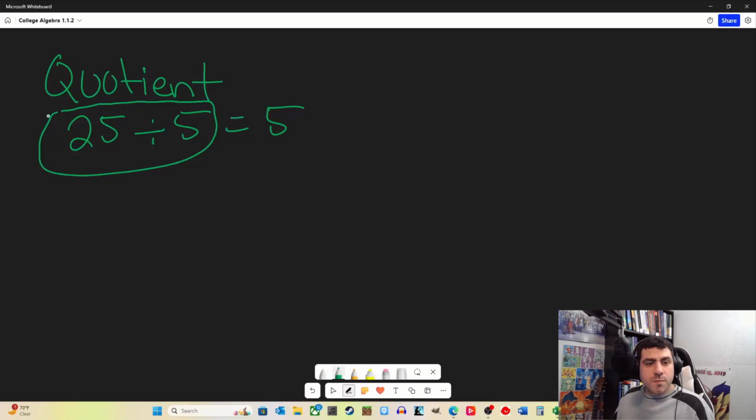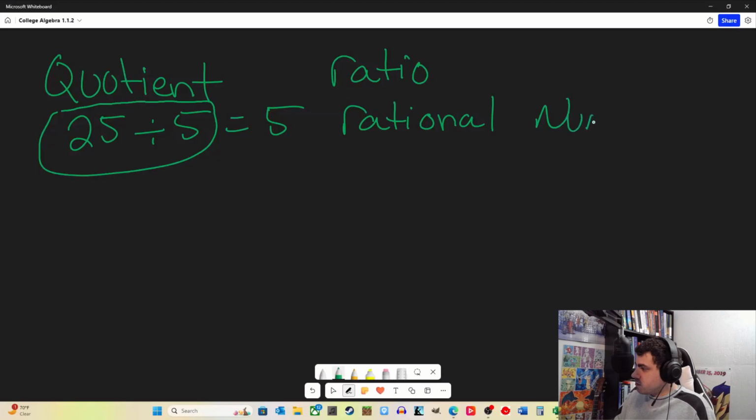Division is known to be much more than one number divided by another number. A division problem is a problem of ratios. What this means is that division problems are written in rational format. So you have rational numbers. Notice how we have the word ratio right there.